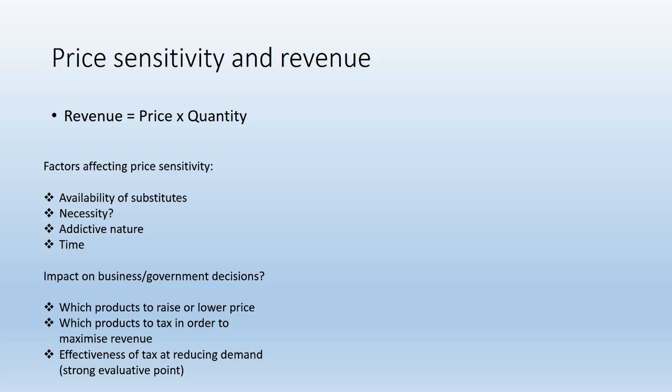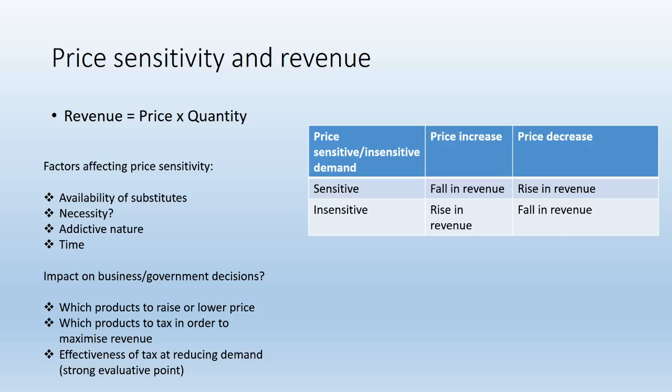From a business perspective, as we said, it's the impact on revenue which is key for them. So a little table there just to summarise this. When the demand for a product is price sensitive, a price increase will lead to a fall in revenue. The change in the quantity demanded will be much greater than the change in the price. When there's a price decrease, we see the opposite effect. Small price decrease, massive increase in demand.